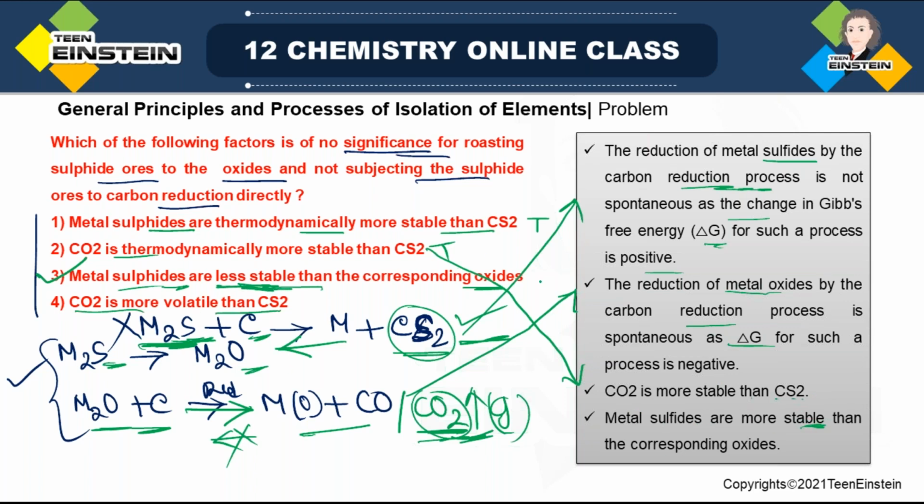Because the question is asking which is of no significance, it can also be asked in another way: which of these statements is actually not correct. Metal sulfides are basically more stable, so this is the correct option from both points of view, whether it is a false statement or an insignificant statement. So option 3 is the correct option.